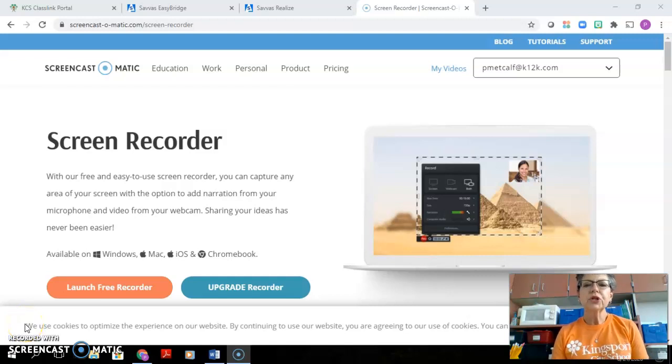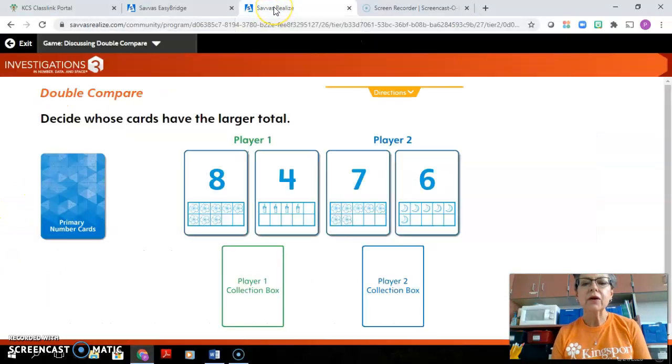Hello, today we're going to be looking at comparing quantities. And a quantity is just a fancy word for numbers. And we're also going to be looking at symbols. And a symbol is a picture or an image to use in place of words. So I'm going to share my screen and we're going to play the game Double Compare.